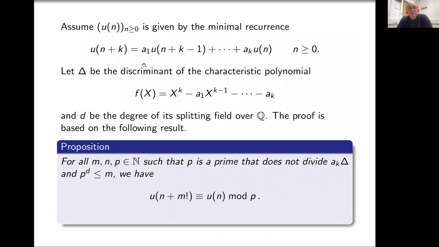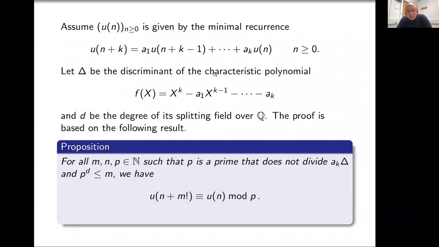Suppose that u_n is given by this minimal recurrence. I take delta to be the discriminant of this characteristic polynomial. Actually, this delta might be zero. It's better to take delta to be the discriminant of the decomposition field of this polynomial or something like that. Then the proposition is the following.